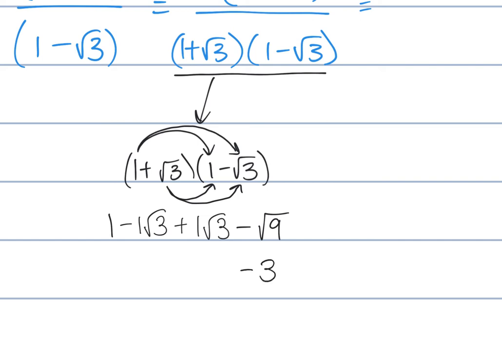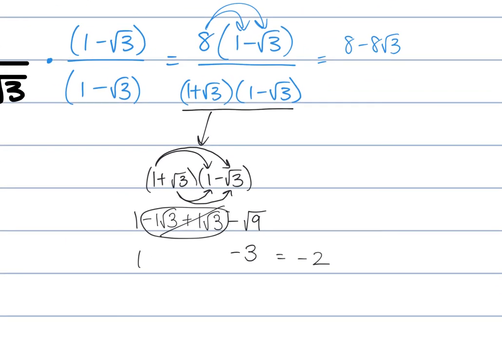And then on the inside, those two cancel out, so you just get 1 minus 3, and that's negative 2. And then you put that over the original thing. Very good. Right there, and you simplify it. Actually, no, you're not done.